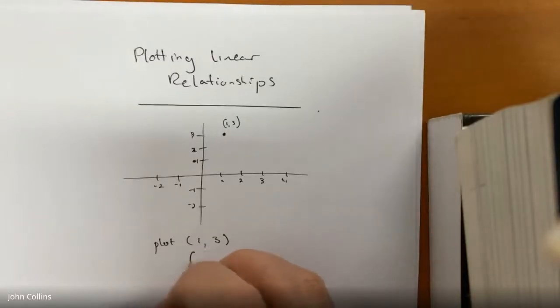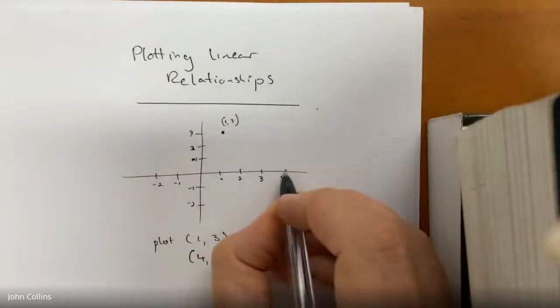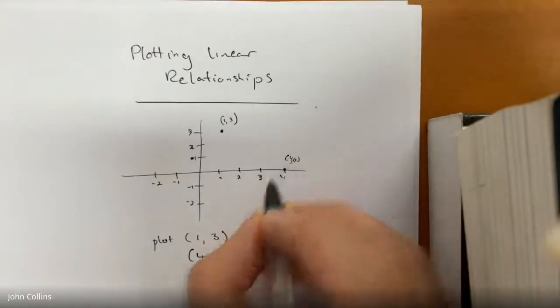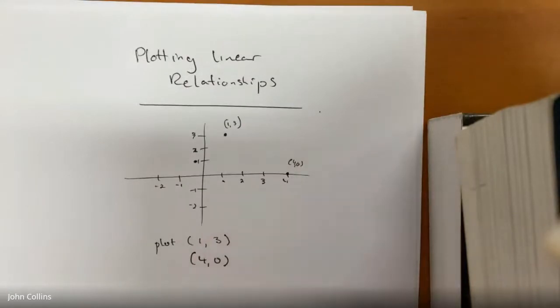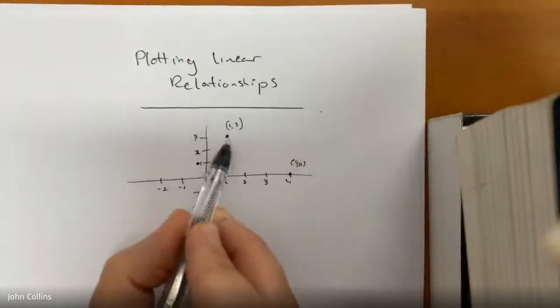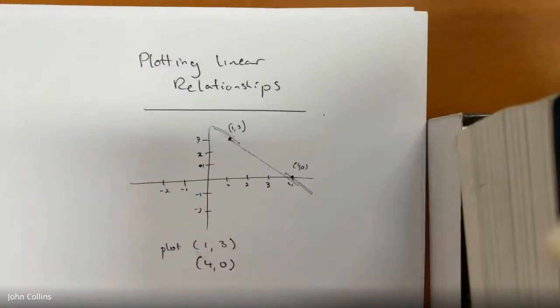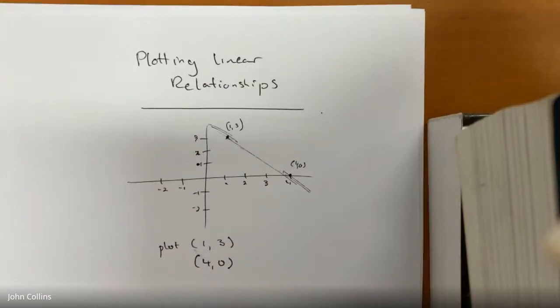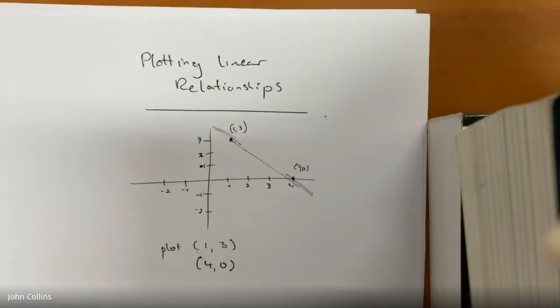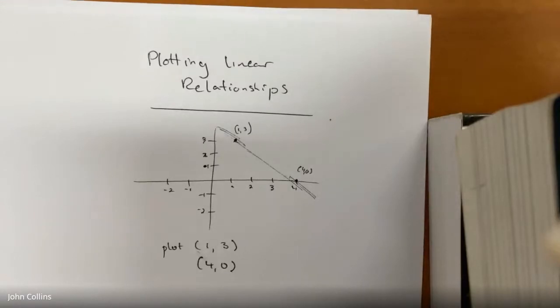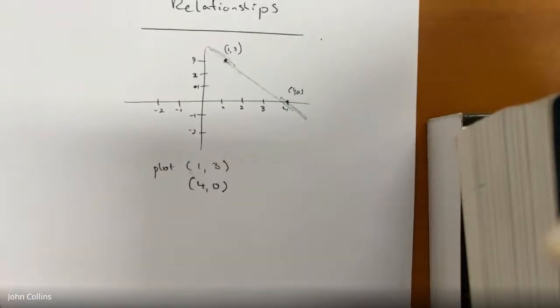Okay, if I plot another point, so let's say my other point is 4, 0, and I'm asked to plot that, 4, 0. Okay. If I join them together, that's a line. That's nothing extraordinary at the moment. But this links directly to algebra and algebraic formulas that we looked at in the last unit.